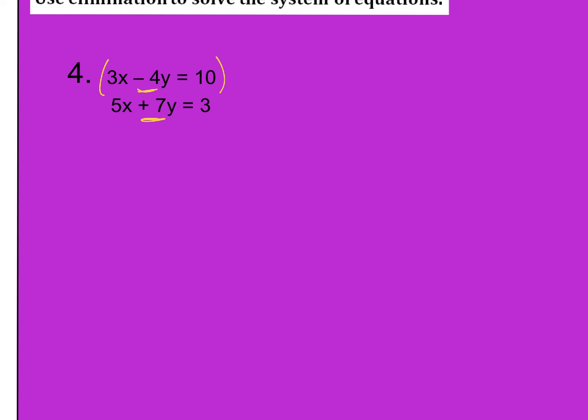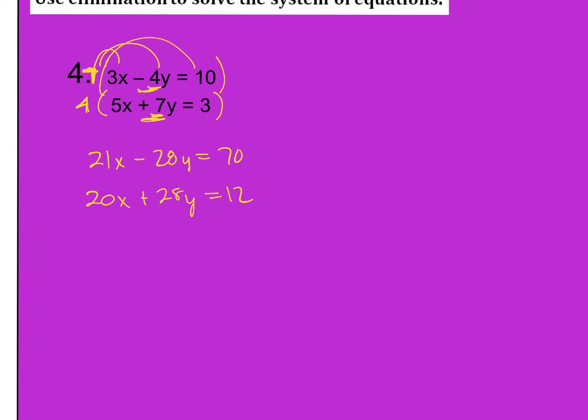So what I'm going to do is multiply this one by 7 and this one by 4. And all I merely did was multiply by the other coefficient. So I multiplied by 7 because there's 7 here. I multiplied by 4 because there is 4 here. So that becomes 21x minus 28y equals 70. Make sure you take this all the way through. Down below, 20x plus 28y equals 12. Again, all the way through.